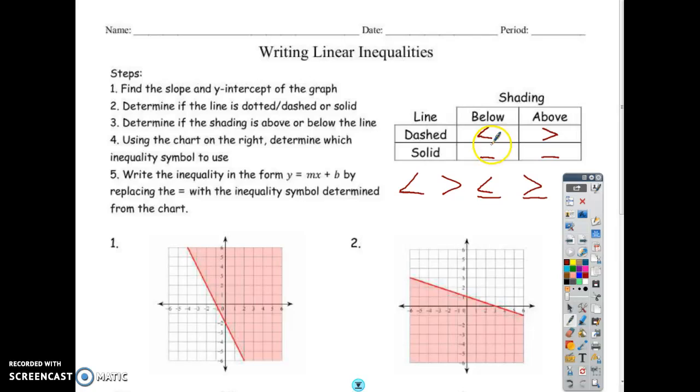And if it's shaded below, it's less than. So this one's less than or equal to, that's solid. Greater than or equal to is going to also be solid, and it's shaded above. So make sure you're writing this down on your paper.